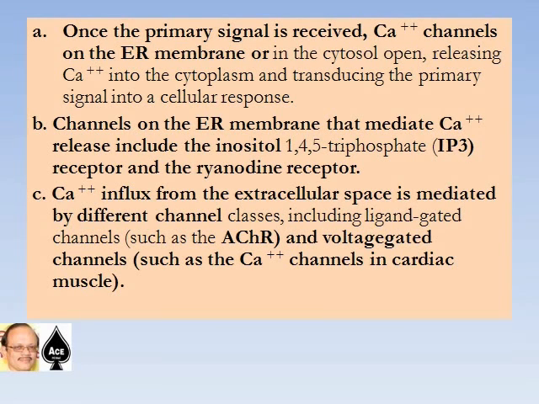Once the primary signal is received, calcium channels on the endoplasmic reticulum membrane or in the cytosol open, releasing calcium into the cytoplasm and transducing the primary signal into a cellular response. Channels on the endoplasmic reticulum membrane that mediate calcium release include the inositol 1,4,5-triphosphate IP3 receptor and the ryanodine receptor. Calcium influx from the extracellular space is mediated by different channel classes, including ligand-gated channels such as acetylcholine receptor and voltage-gated channels such as calcium channel in cardiac muscle.